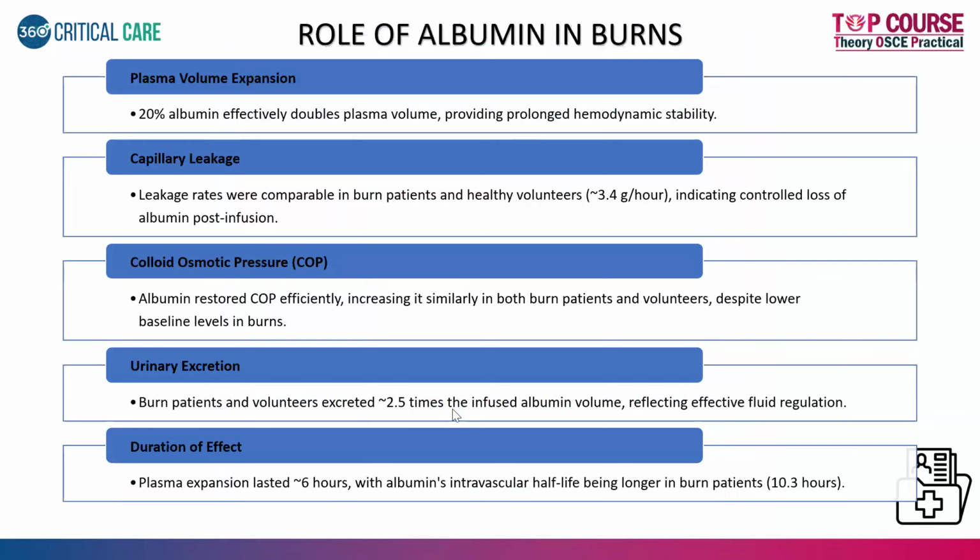Coming to the role of albumin, in the formulas mentioned earlier, that is your Brooke formula, etc., they use colloid as a resuscitative fluid, and the most common colloid that they have used is albumin. And mind you, whenever I speak of albumin, it is 4.5% albumin, which has been tried in many trials. Usually the advantage is plasma volume expansion. The thing which has been mentioned in most of the trials is the 20% albumin or 5% albumin, not the 4.5% albumin. So remember that. Capillary leakage was comparable when seen in patients with burns or in healthy volunteers.